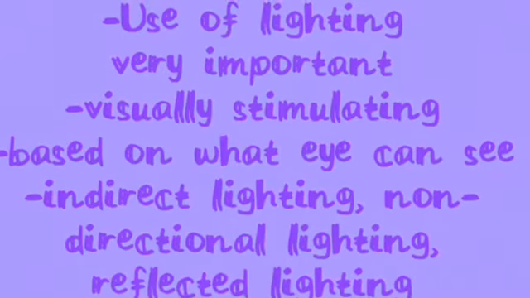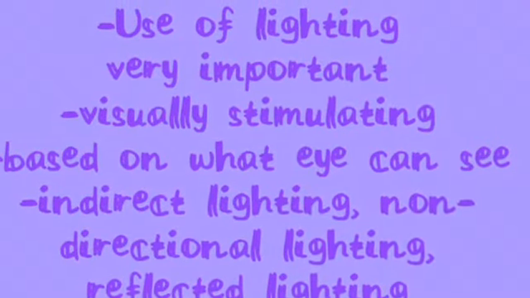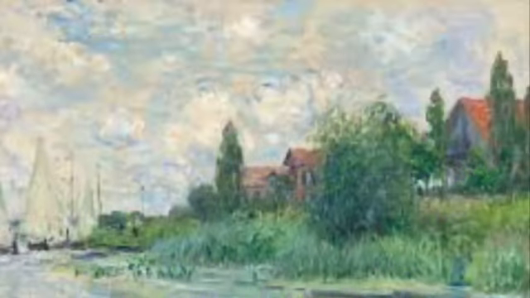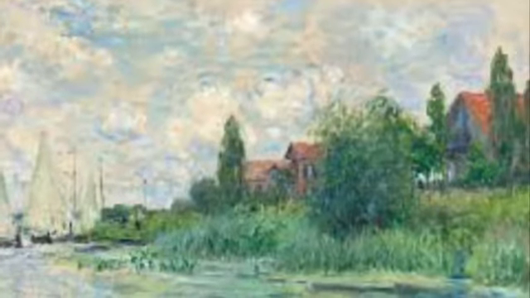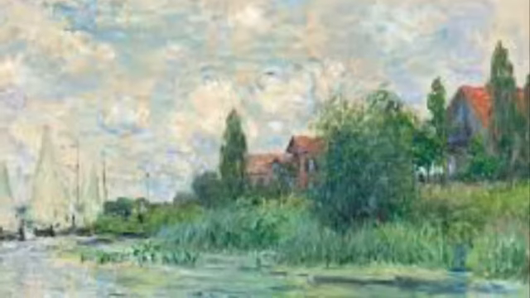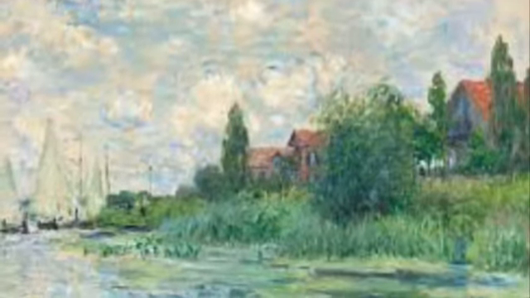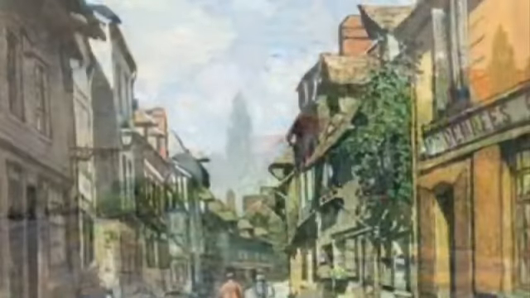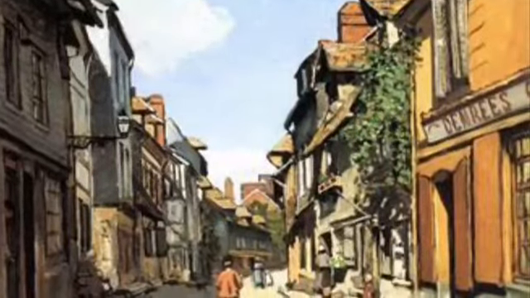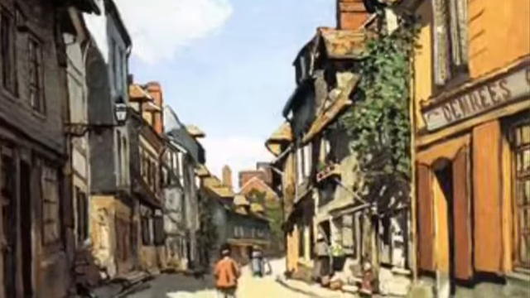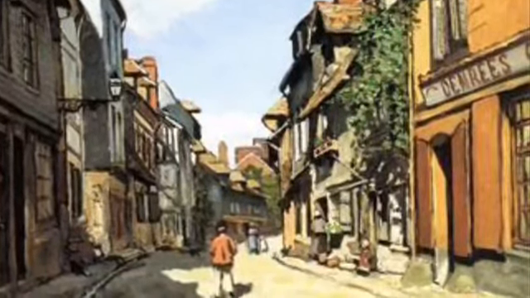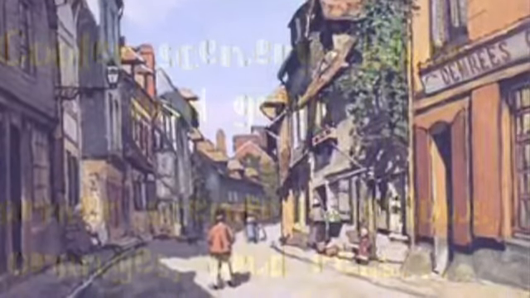This type of art is visually stimulating and is based upon what the eye can see and how it can interpret the use of color, highlights, and shadowing. These paintings use all types of lighting situations, such as indirect lighting, non-directional, and reflected lighting, and consist of backlighting objects, front lighting them, as well as top and side lighting.